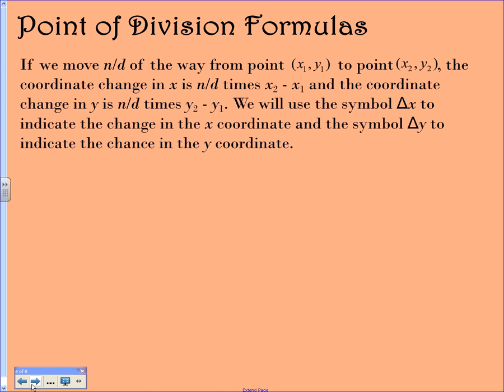So this is what you want to write. We're looking at coordinate points instead of just two numbers. So we're moving n over d, some fraction, from x1, y1 to x2, y2. So instead of just a number on your number line, you're moving on your coordinate plane. So they're talking about the change in your x and y values.